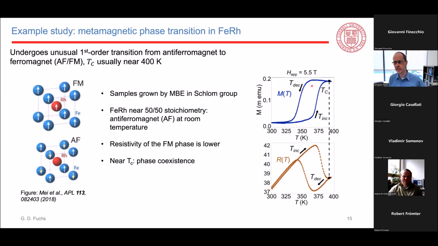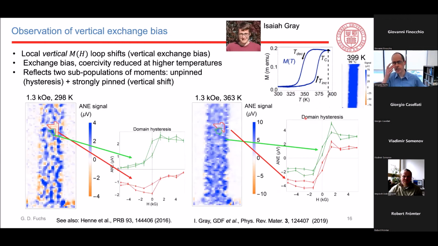Of course, that means that there's a region in which the two phases can coexist, and that can result in interesting things. So we spent some time imaging this. This is work by my former student, Isaiah Gray. This is, by the way, the focus light version of our microscopy. It's not done with the scanning probe tip, so the spatial resolution is about 0.6 of a micron.